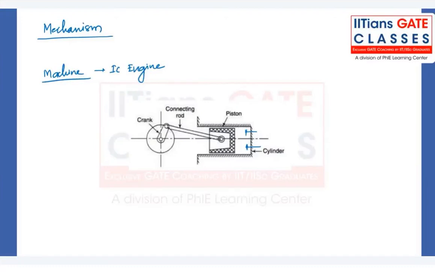Detail. So we will get an idea how the mechanism is formed. Okay, so let's start with the types of constraint motion.